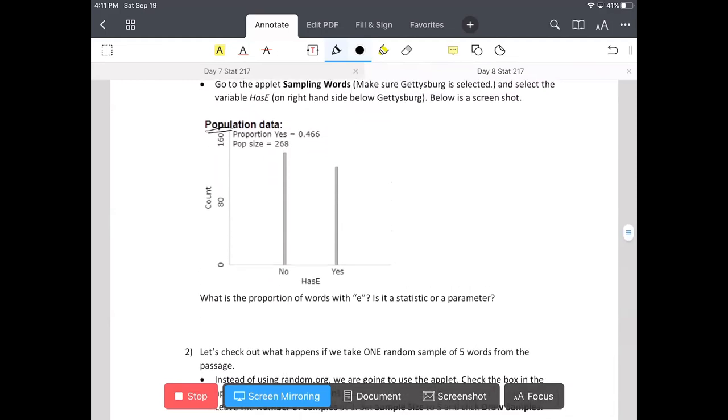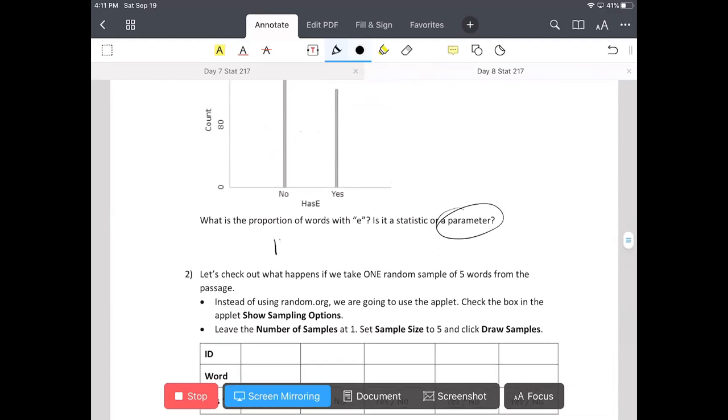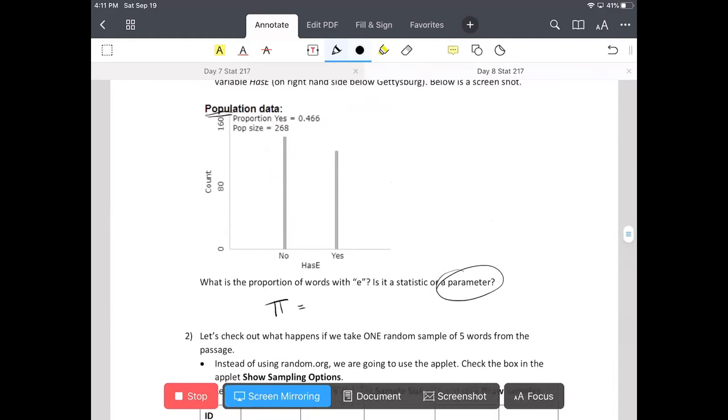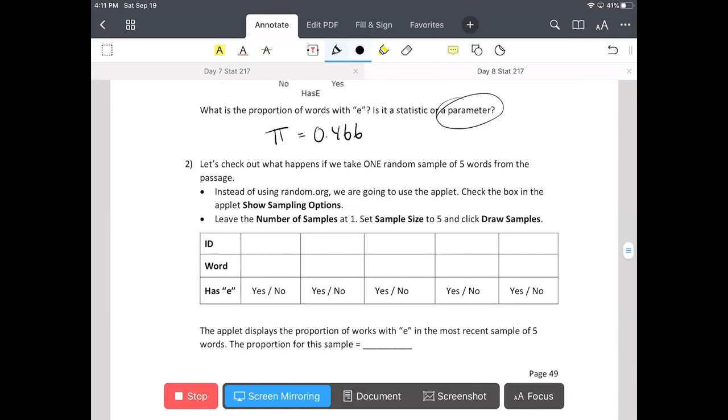Is that a statistic or a parameter? At this point, hopefully that's quick and easy. It's a parameter, and we call it pi, because we're looking specifically at proportions. We see the proportion is 0.466. Now, I'm going to pause the video for a minute and just rewrite the words that I had last time. You can write your words or use mine.